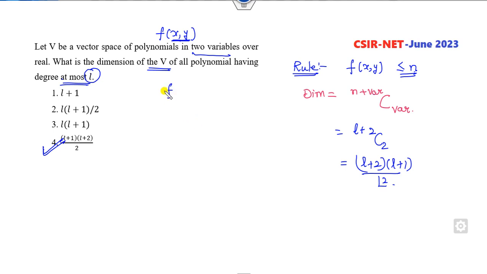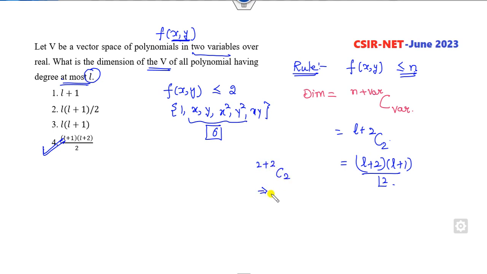If you expand it, it is (L plus 2)(L plus 1) over 2 factorial. Otherwise, you all know a polynomial in x comma y of degree at most 2 has the basis 1, x, y, x square, y square, xy. How many are there? The dimension is 6. And if you apply this formula again, L is 2, so 2 plus 2 choose 2, that is 4c2, again 6.